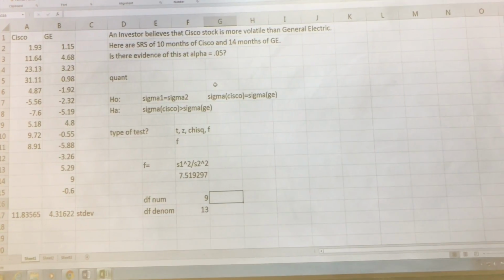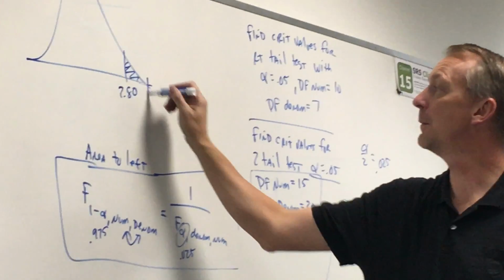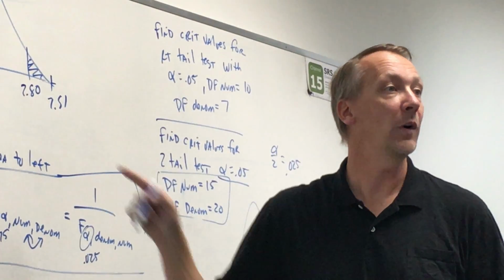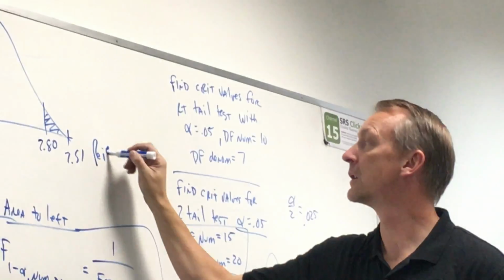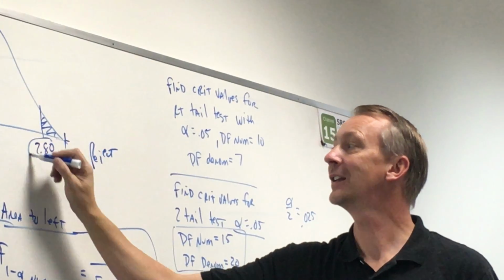Oh, yeah, so I got 7.51. So where am I? I'm out here in the tail, right? What does this tell me? This tells me reject. But, once again, that number is not right.